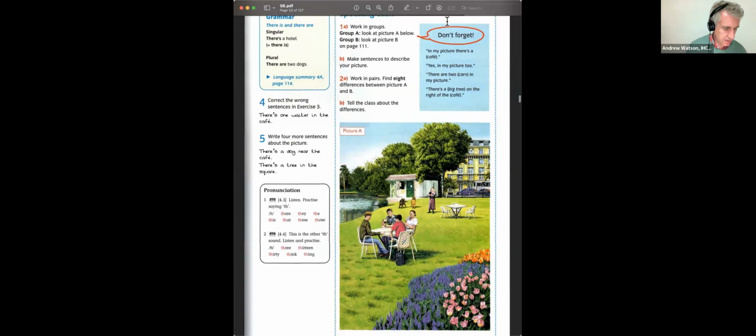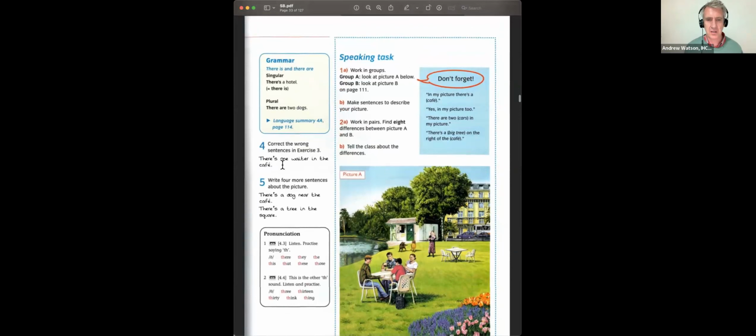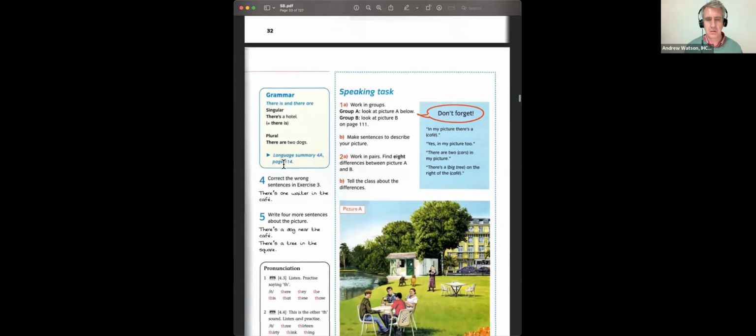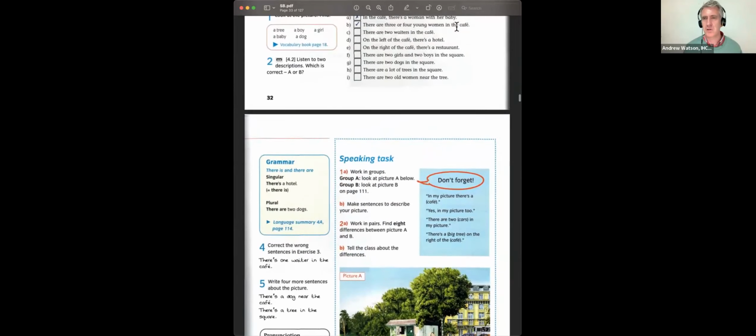Okay. Exercise 4 you can use for control practice. Correct the sentences in exercise 3. That would work, yeah. And you could get them to write some sentences about the picture. It's not very inspiring, but it's okay. It's a freer practice.